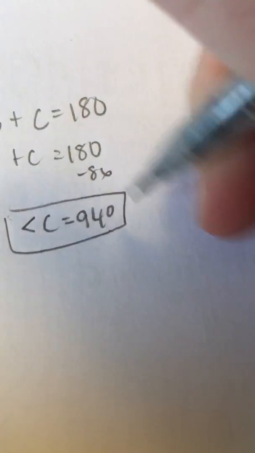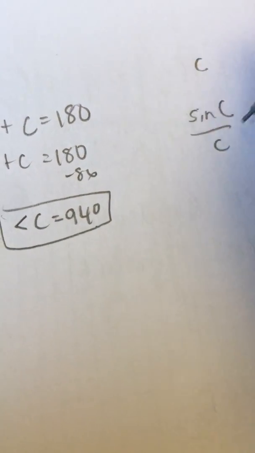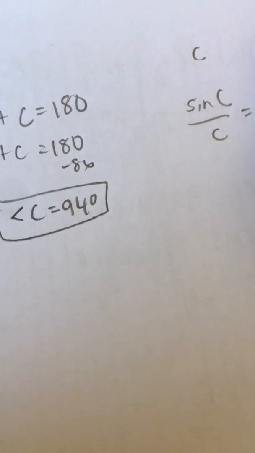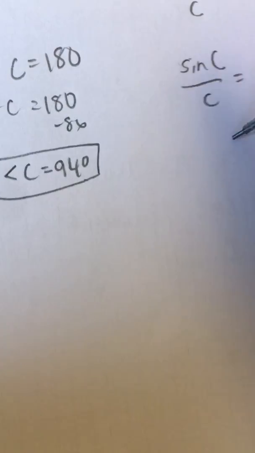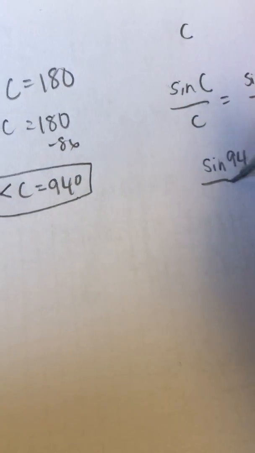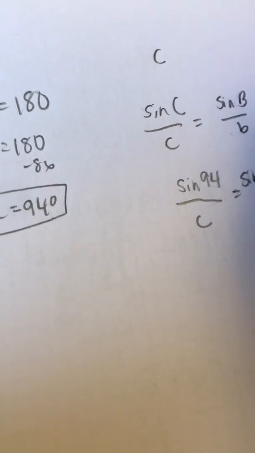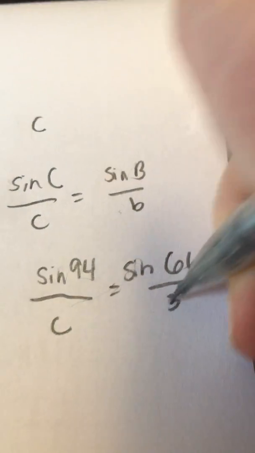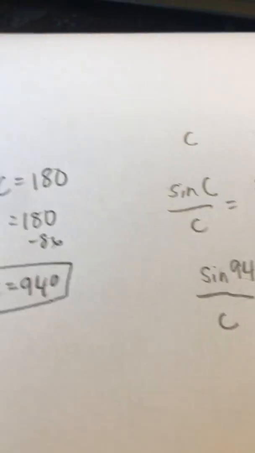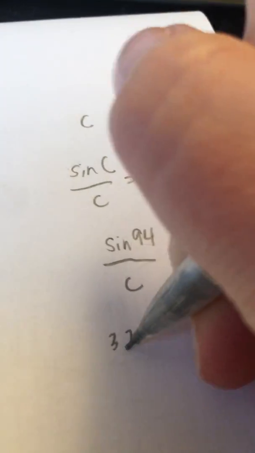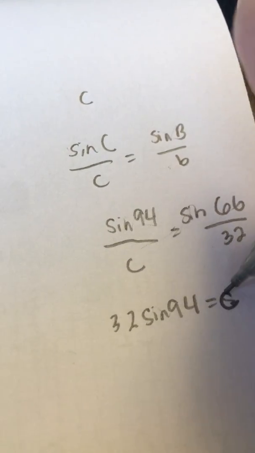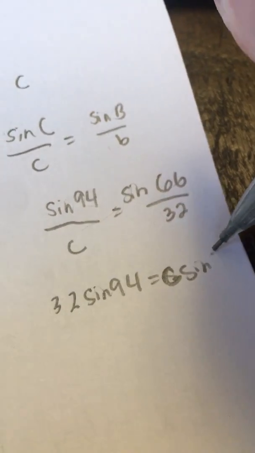Now that I have angle C, I'm going to use sine of C over side C, and then I'm just going to use B because that was given, just in case I made a mistake with finding angle A, over B. So I'm going to use sine of 94 over C, which is our unknown, equals sine of 66 over 32. And then I cross multiply here: 32 sine 94 equals C sine 66.